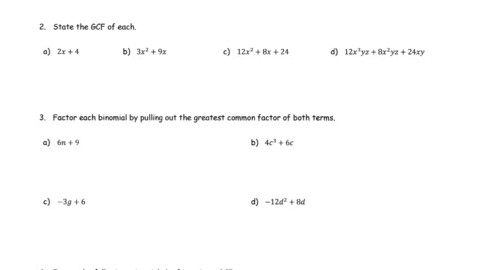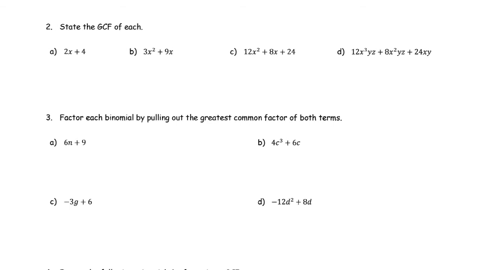So now the question here says, state the greatest common factor for each of these. Okay, so when I took a look at this first one here, it's a binomial. I've got 2x plus 4. Now notice that the x is not common to every term, so that's not the issue here.